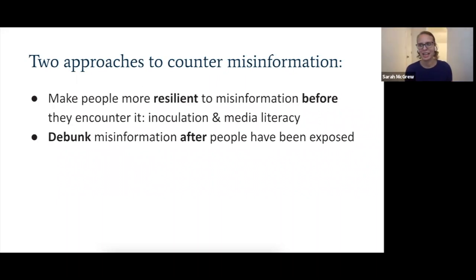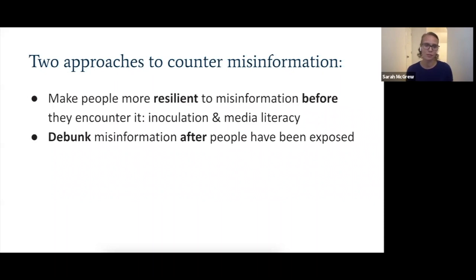Before we jump into media literacy, I want to zoom out just a little bit and introduce you to two major approaches to countering mis and disinformation. So when we think about media literacy, a lot of our focus is on how do we make sure people aren't believing mis and disinformation, right? And I'll use misinformation mostly today for simplicity's sake, instead of saying mis and disinformation, but I'm really talking about both together, both unintentionally spread misinformation and more intentionally spread disinformation.